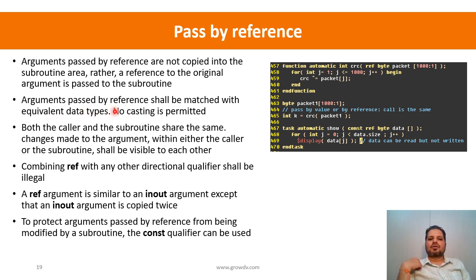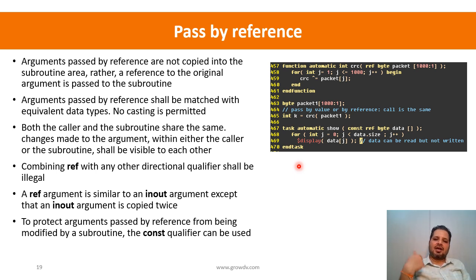Of course, the arguments passed by reference have to be matched with the equivalent data types of the formal arguments that you have defined. No casting is permitted. Both the caller and the subroutine share the same argument, so changes made to the argument within either the caller or the subroutine shall be visible to each other. For a function, it happens in zero time. So you call the function, it changes the value, and it becomes available to the caller immediately.